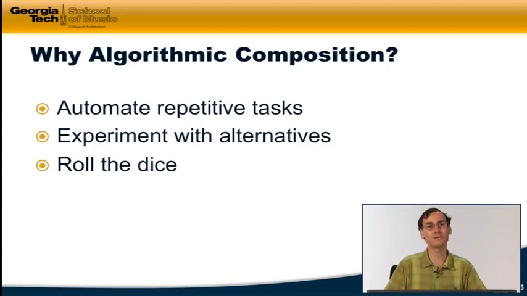Another reason for using algorithms is to roll the dice, to use chance, to make random decisions. And this at first seems like a crazy idea, that we want the computer to make decisions for us by essentially random mechanisms. But it's a powerful way to take control out of our hands and see what happens and see where the music might take us.